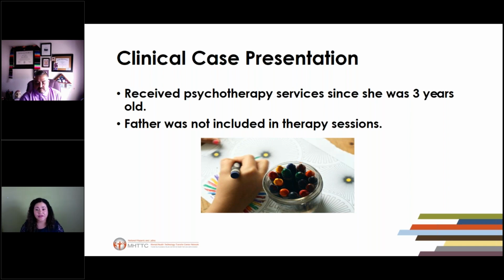Before, the father was not included in the therapy sessions, mostly because the past therapist was really scared of the father. This was mainly related to what the mom told the previous therapist about who he was, that he was a violent man, that he was really angry all the time. So the last therapist was really scared of the father, and she never connected with him. Next slide, please.